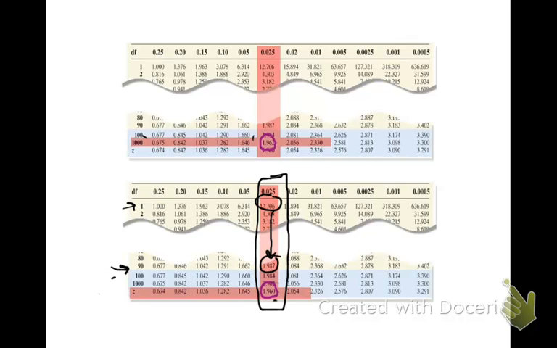Then when your degree of freedom goes to 100, it drops again. You're now at 1.984, and then when your degree of freedom hits 1,000, you're at the 1.962. And by the time you hit bigger than 1,000, you're on the z distribution.